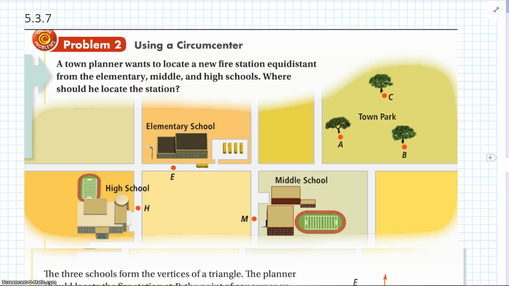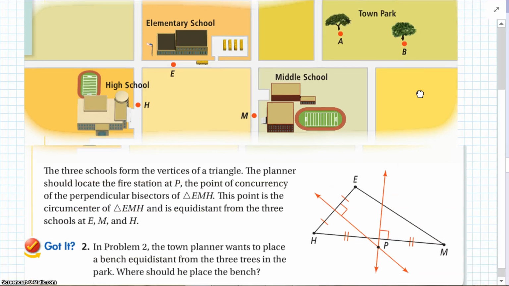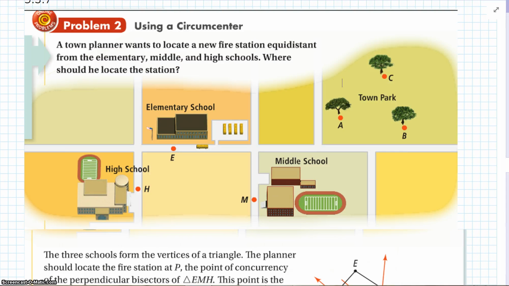Using the circumcenter. A town planner wants to locate a new fire station equidistant from the elementary, middle school, and the high school. Where should he locate the station? Well, the three schools form the vertices of a triangle. So let's look at this. I want to do it equidistant from the high school, the elementary, and middle school.